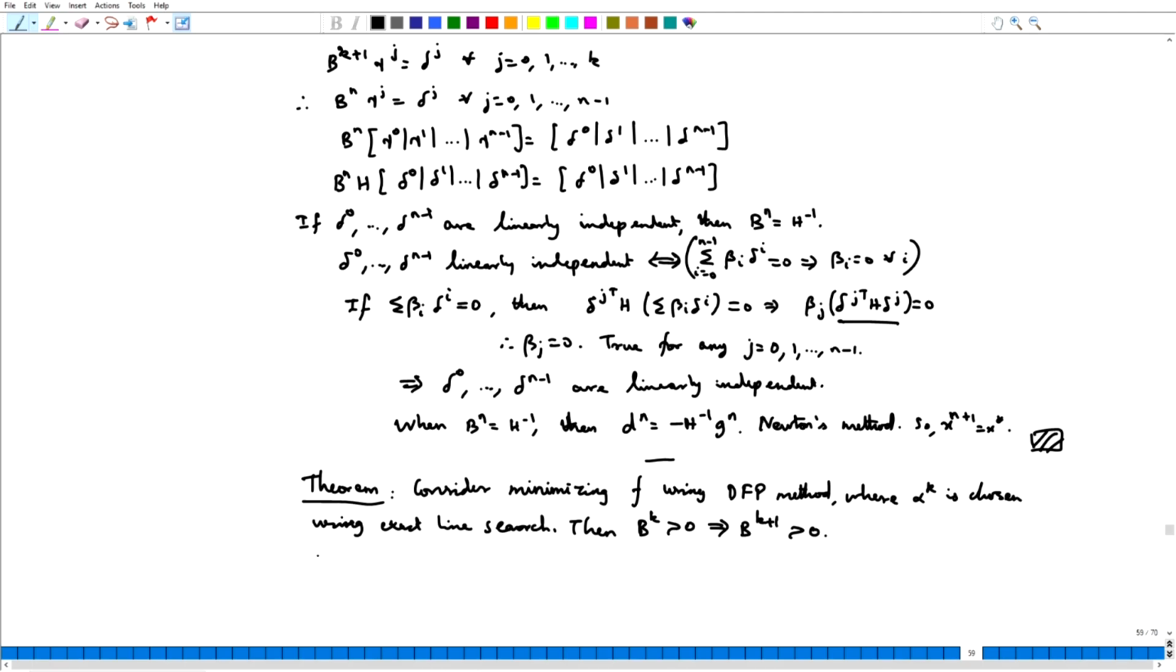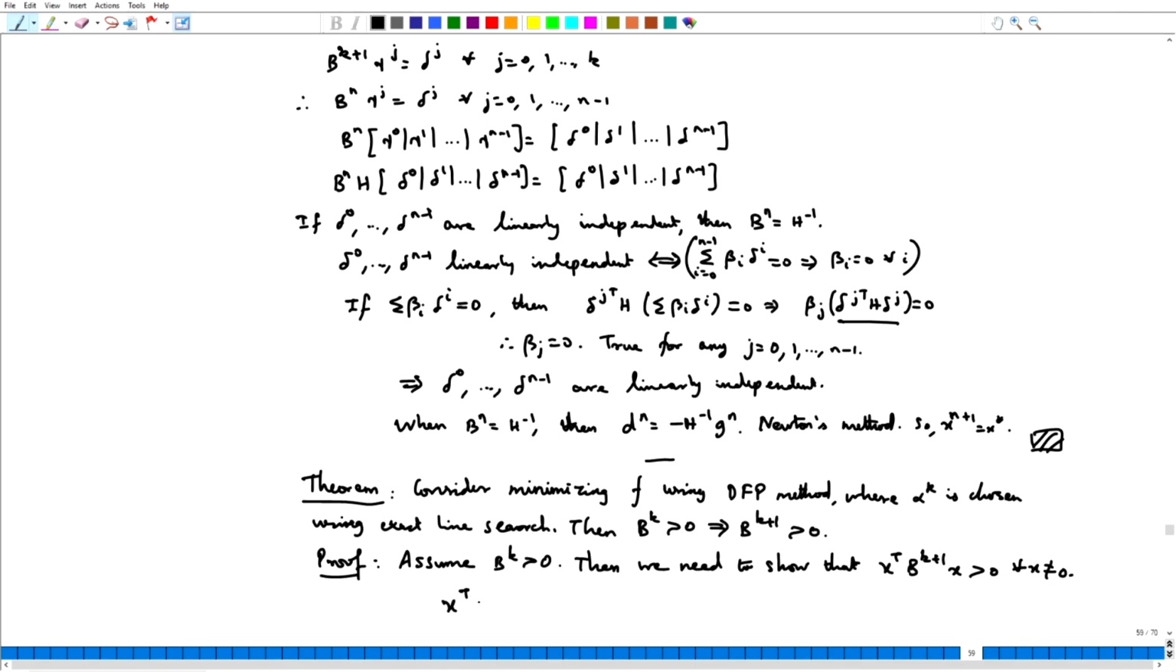Assume Bk is positive definite. Then we need to show that x transpose Bk plus 1 x is greater than 0 for all x not equal to 0. Let us see what x transpose Bk plus 1 x is.